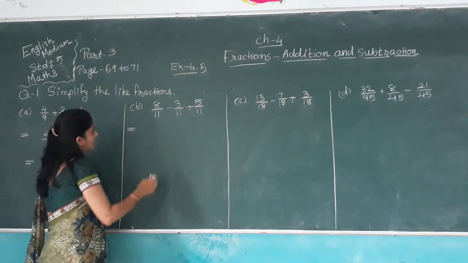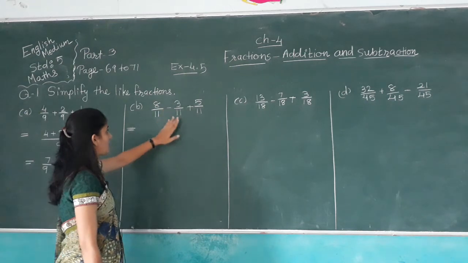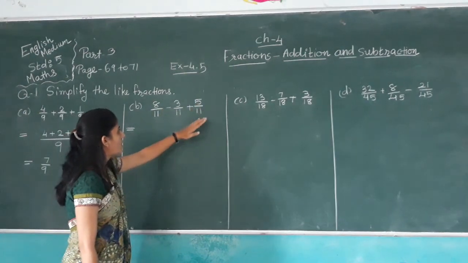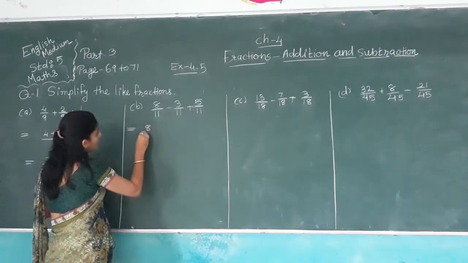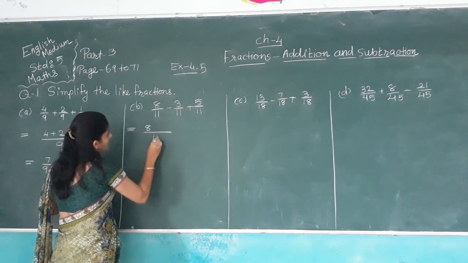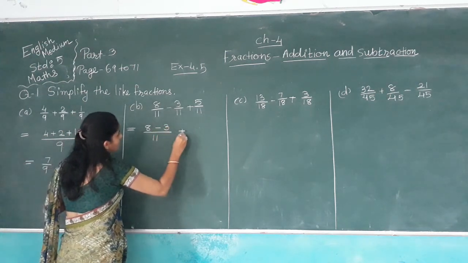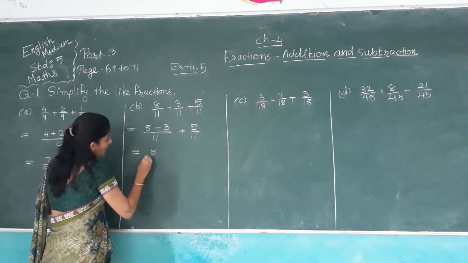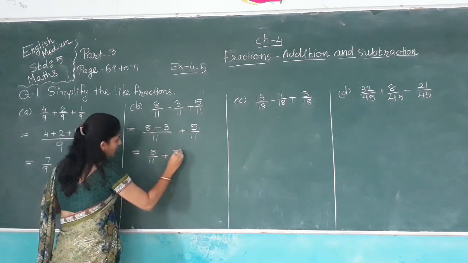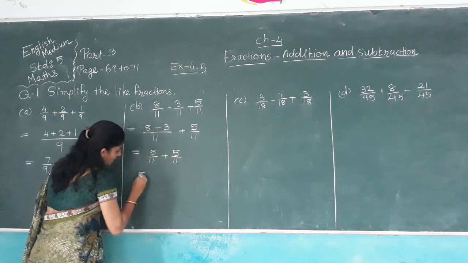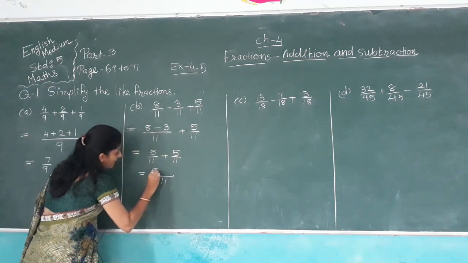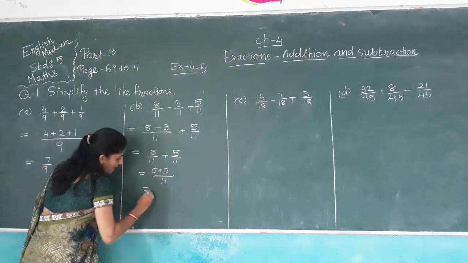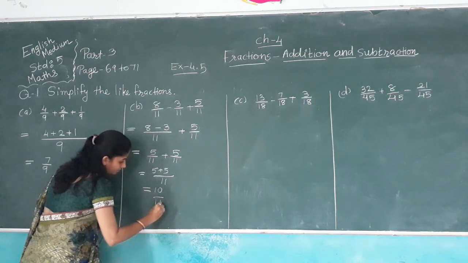Now next one, 8 out of 11 minus 3 out of 11 plus 5 out of 11. First we solve the subtraction. So 8 out of 11 minus 3 plus 5 out of 11. 8 minus 3, 5 out of 11 plus 5 out of 11. Here 11, 5 plus 5, 10 out of 11.